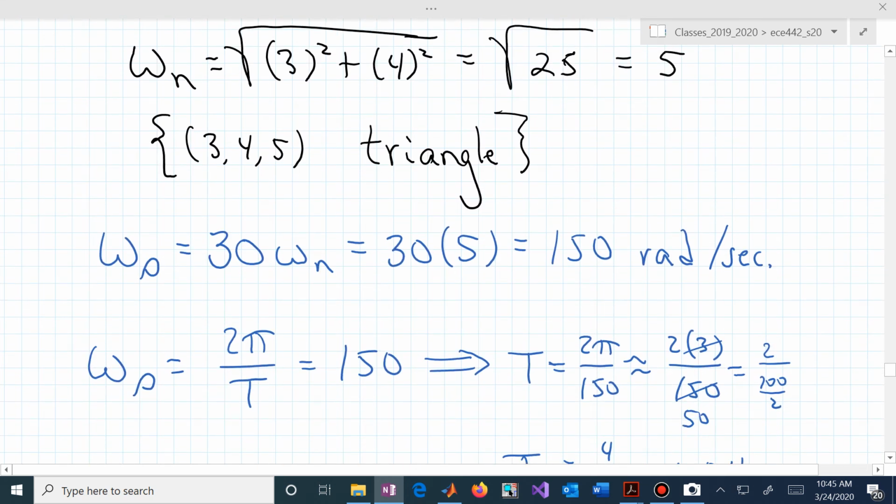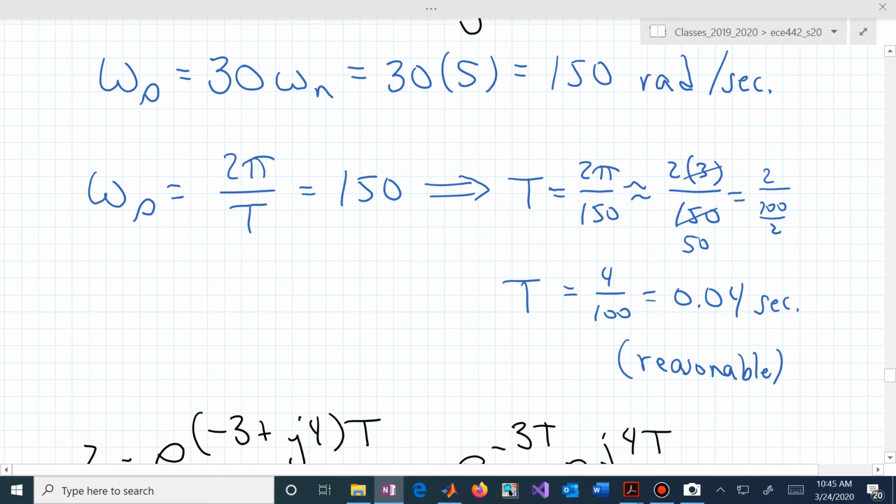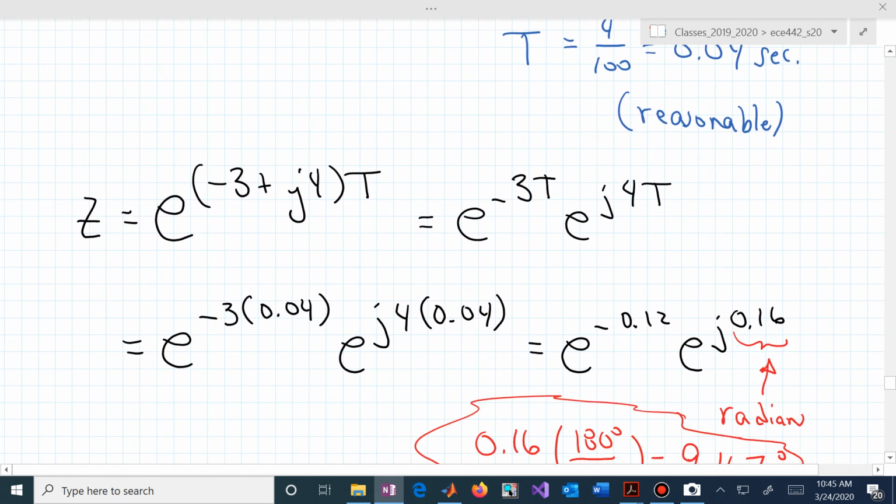So now we have 30 times 5, that gives us 150 radians per second. We set 150 equal to 2 pi over T and solve for T. We're approximating pi to be 3. And so now a reasonable sample period for this particular example would be 0.04 seconds. If that's the case, now let's go ahead and map these complex poles at -3 plus and minus j4 into the z-plane. And let's just look at one at a time.